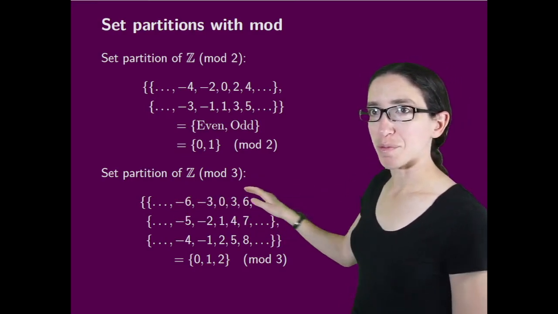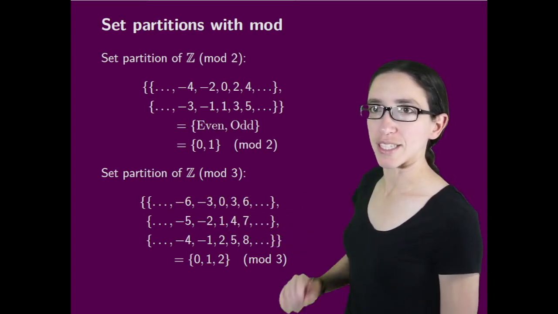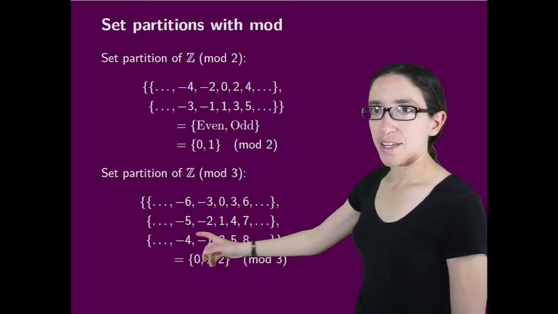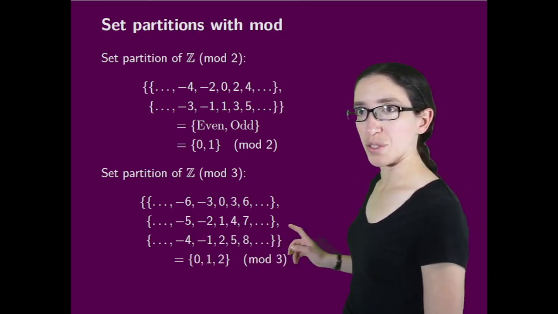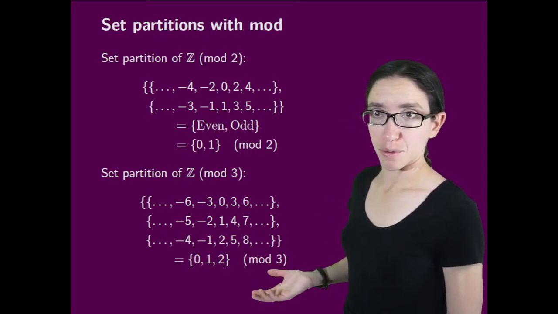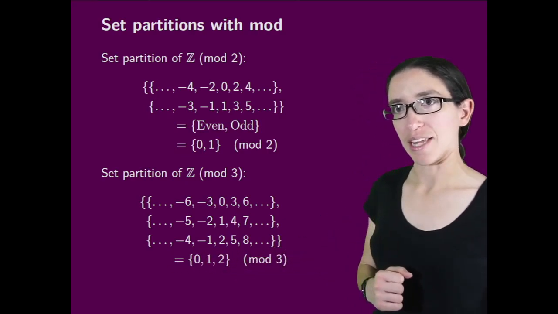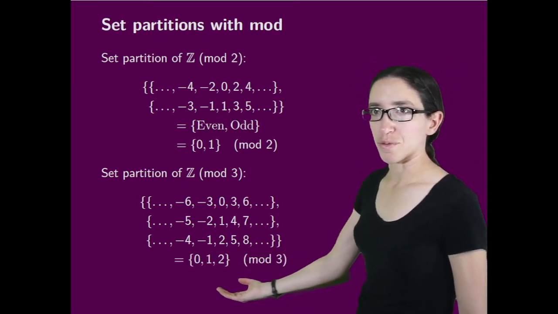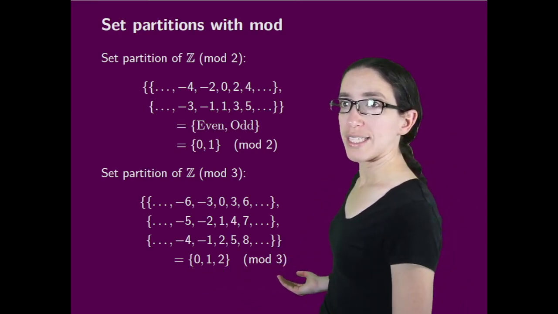Here's all the numbers with a remainder of 0 mod 3: negative 6, negative 3, 0, 3, 6, etc., all the multiples of 3. Then you put all the numbers that are 1 mod 3, that have a remainder of 1 when you divide them by 3, in another block, and finally all the things with a remainder of 2 when you divide them by 3 in a third block. And so we can, for shorthand, write this as the set of remainders 0, 1, and 2 taken mod 3.